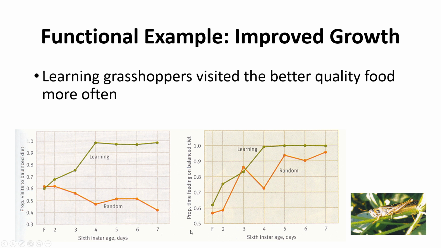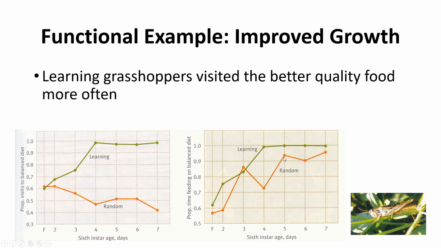Now, the other graph showed us something interesting. So again, we have time on our x-axis, that's not different, but on our y-axis, now we have proportion of time feeding on that balanced diet. So not just number of visits, but the proportion of time. And so this basically shows us that both ended up preferring to spend more time on the balanced diet. So they liked to eat the food that was more beneficial to them.